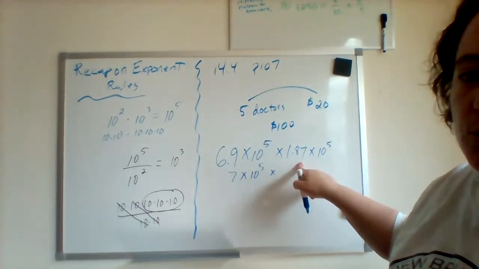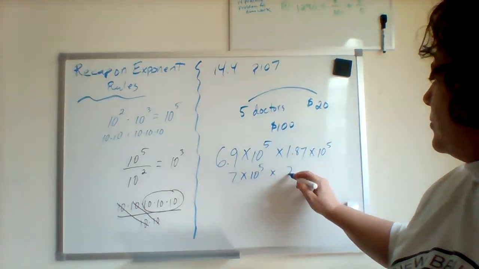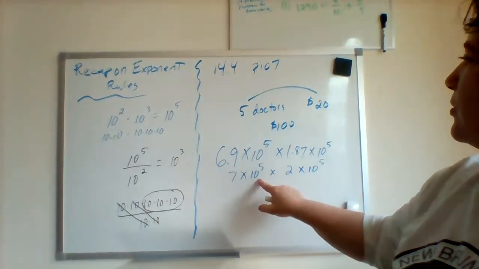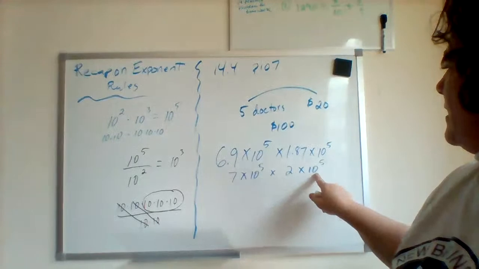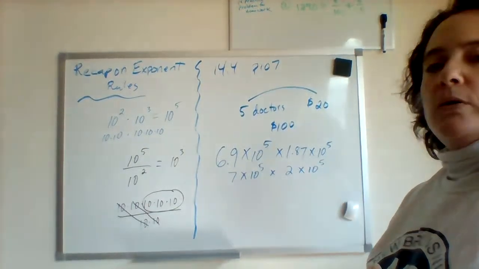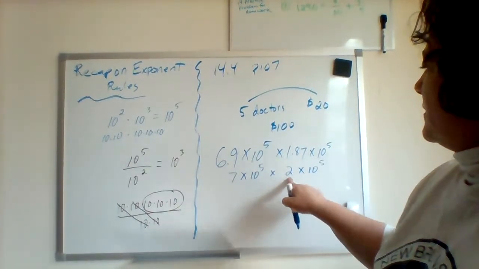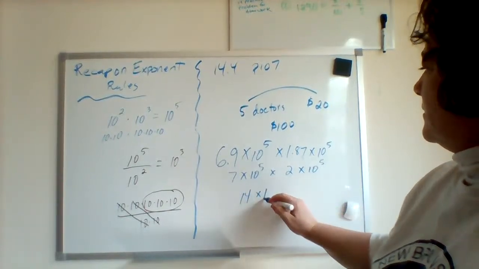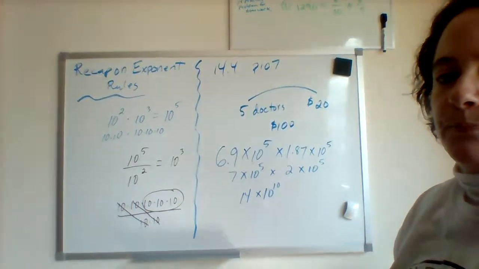What is 1.82 and 1.87 estimate to? That's right, to 2. Now you guys already told me from the warm-up, if I have the same base and I'm going to multiply these, I add the exponents. So 7 times 2 is 14, and then 10 to the 10th power.